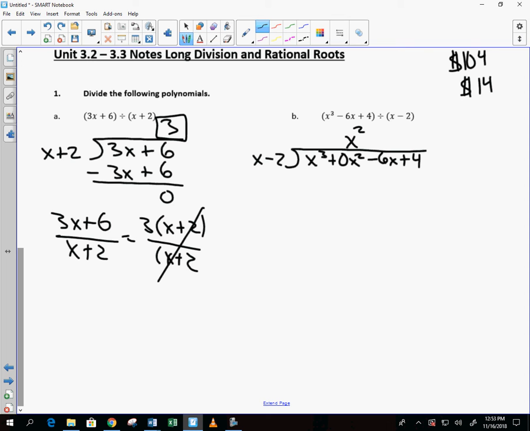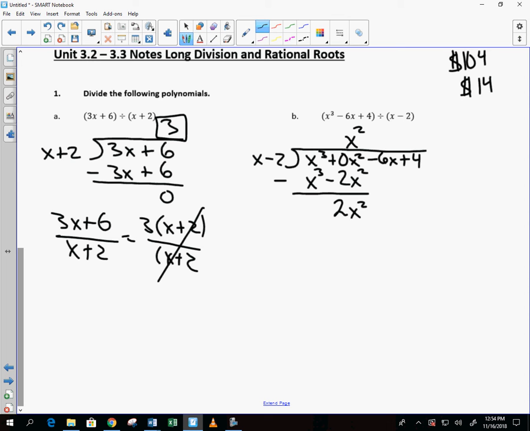It's all right. We don't answer things incorrectly. x squared times x is x cubed. x squared times negative 2, negative 2x squared. What do I do with those? Subtract them. 0x squared minus negative 2x squared. Positive 2x squared. Great.